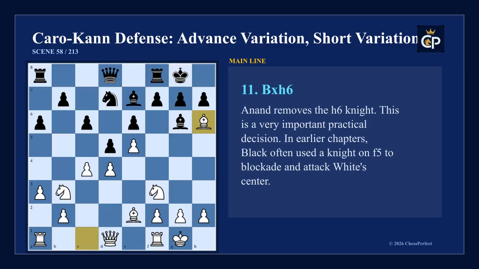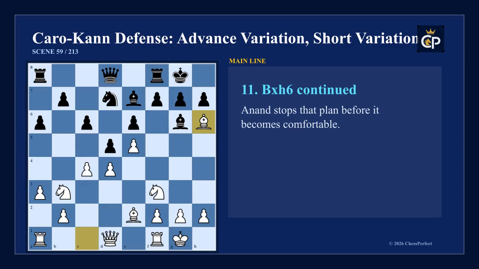Bishop takes h6. Anand removes the h6 knight. This is a very important practical decision. In earlier chapters, black often used a knight on f5 to blockade and attack white's center. Anand stops that plan before it becomes comfortable.